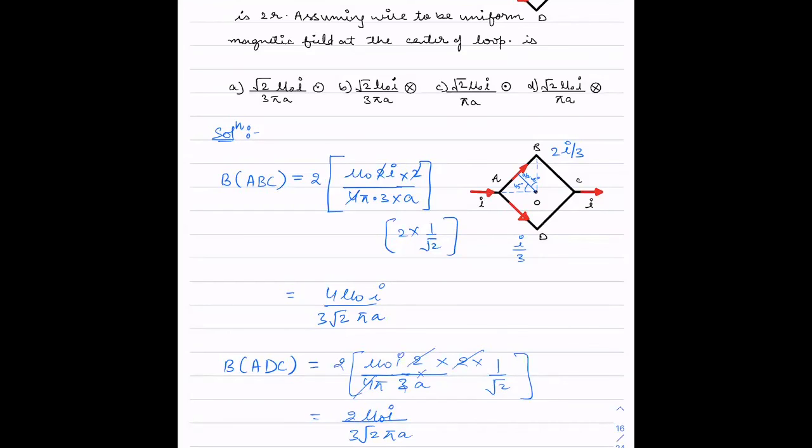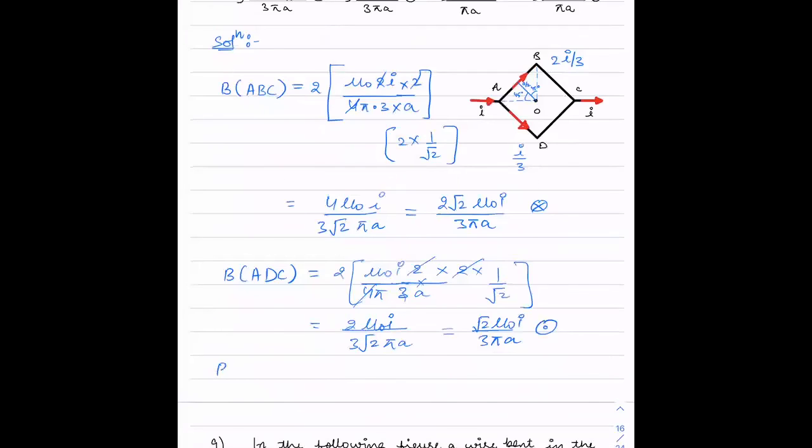You just solve this and you will get the value. Here, if you simplify this, you will get 2 root 2 mu naught I by 3 pi A. And here, if you simplify, you will get 2 mu naught I by 3 pi A. Now, the magnetic field due to ABC is downward. Magnetic field due to ADC is upward. They will cancel each other. So the net magnetic field will be due to this ABC only.